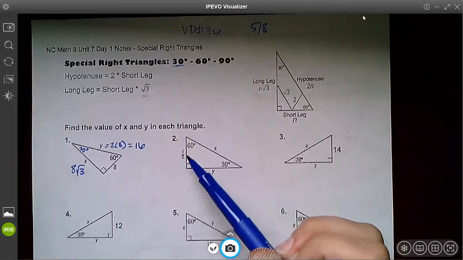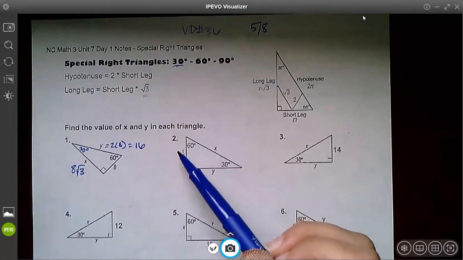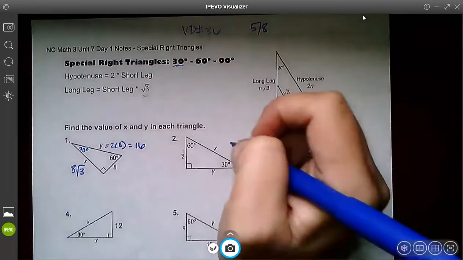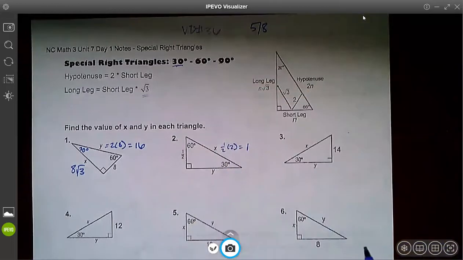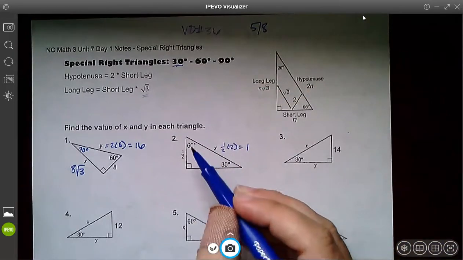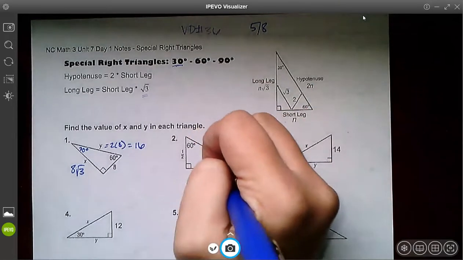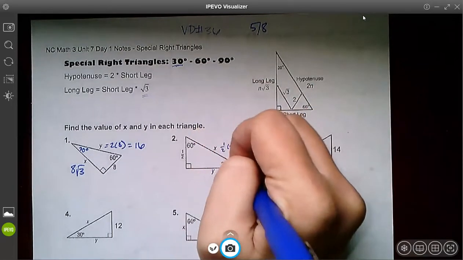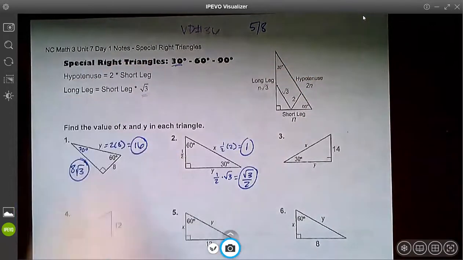This one. We have 1/2, and that's our short leg because it's across from 30. So we're going to double that to find our hypotenuse. 1/2 times 2 is 1. And our long leg is going to be our short leg times the square root of 3. So we have 1/2 root 3, which is root 3 over 2. I'm just going to circle our values here.